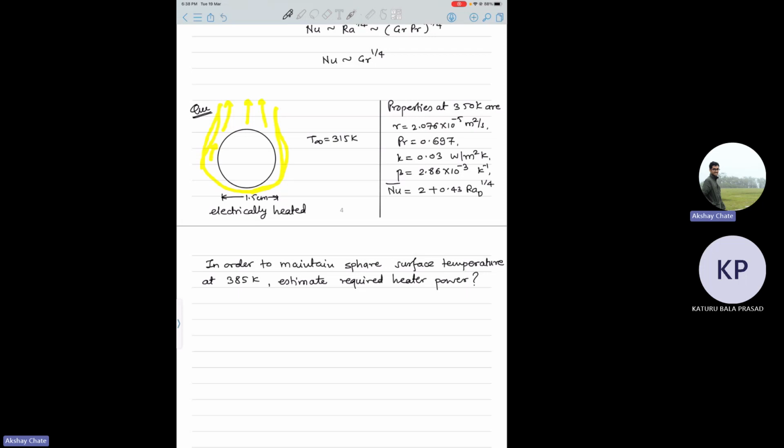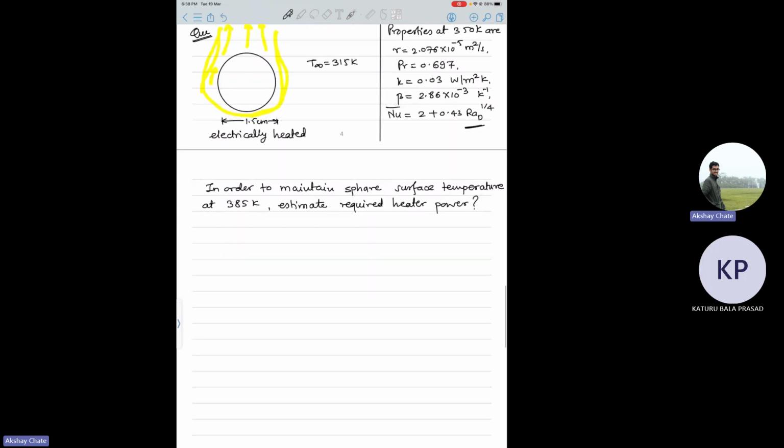From here itself, you'll get the idea that this is a natural convection problem, since they have mentioned the Rayleigh number in the Nusselt correlation. So the first thing to solve this type of problem is, since the Rayleigh number is the product of Grashof number and Prandtl number, first you need to find those. Prandtl number is given directly, so you need to find the Grashof number. Grashof number is g beta delta T L cube, where the characteristic length is the diameter of the sphere, divided by the square of the fluid kinematic viscosity.